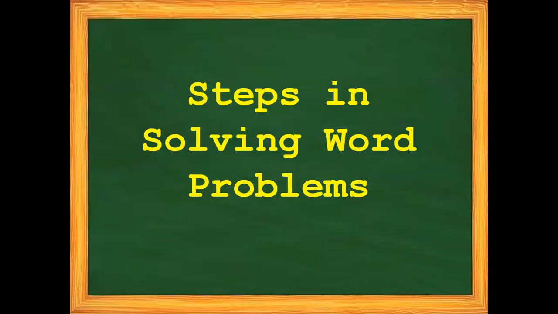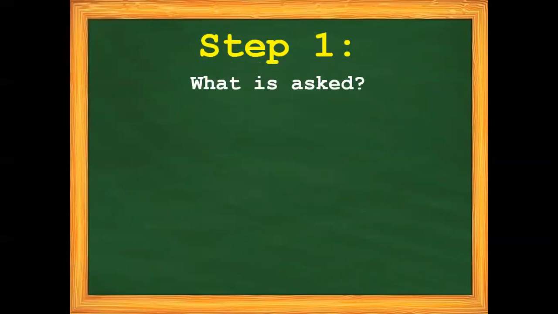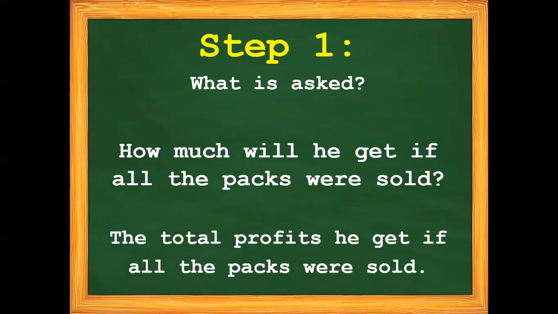And to solve the problem, we have to follow the steps in solving word problems. So first, we have to understand the problem. Step number 1. What is asked? Very good. How much will he get if all the packs were sold? Another. Very good. The total profits he gets if all the packs were sold. So now, we already know what is asked in the problem. So what is the next step?